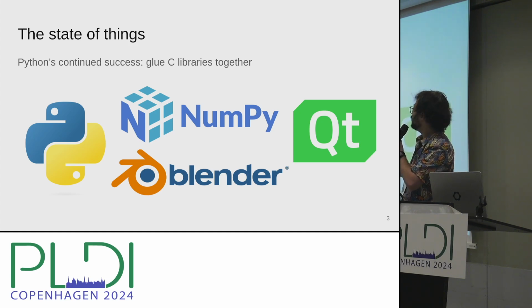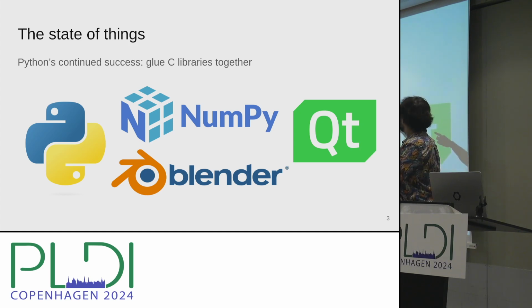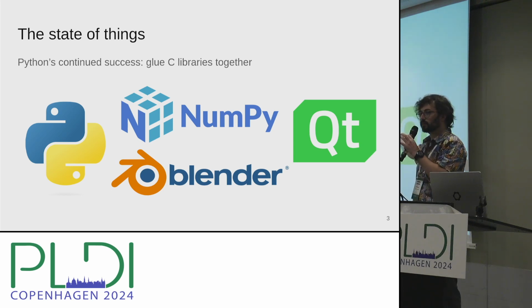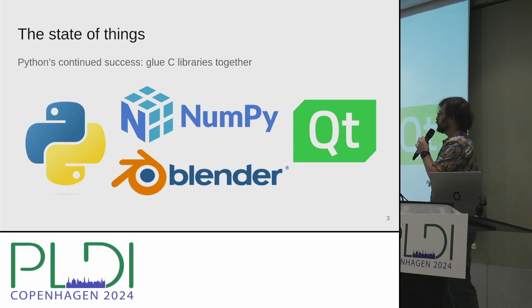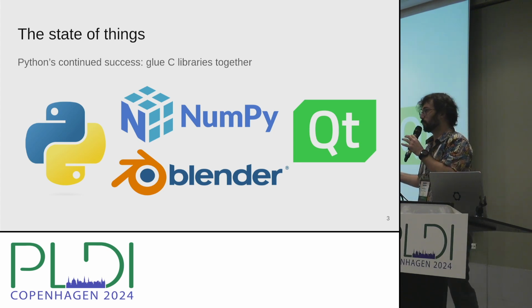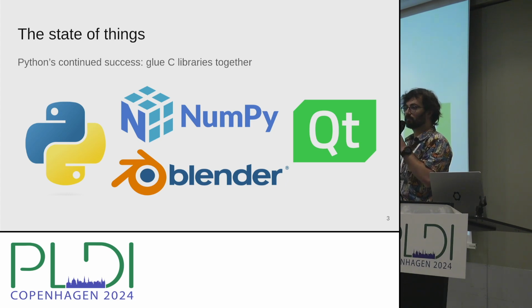So Python is a very widely used language. It's got a bunch of applications, mostly to glue C libraries together. So that's the CPython logo. NumPy is a big library for math. It's widely used in Python. Blender is a big C application that embeds Python. And Qt is a GUI framework that has Python bindings, so you can use it in C++, but you can also bind from Python.